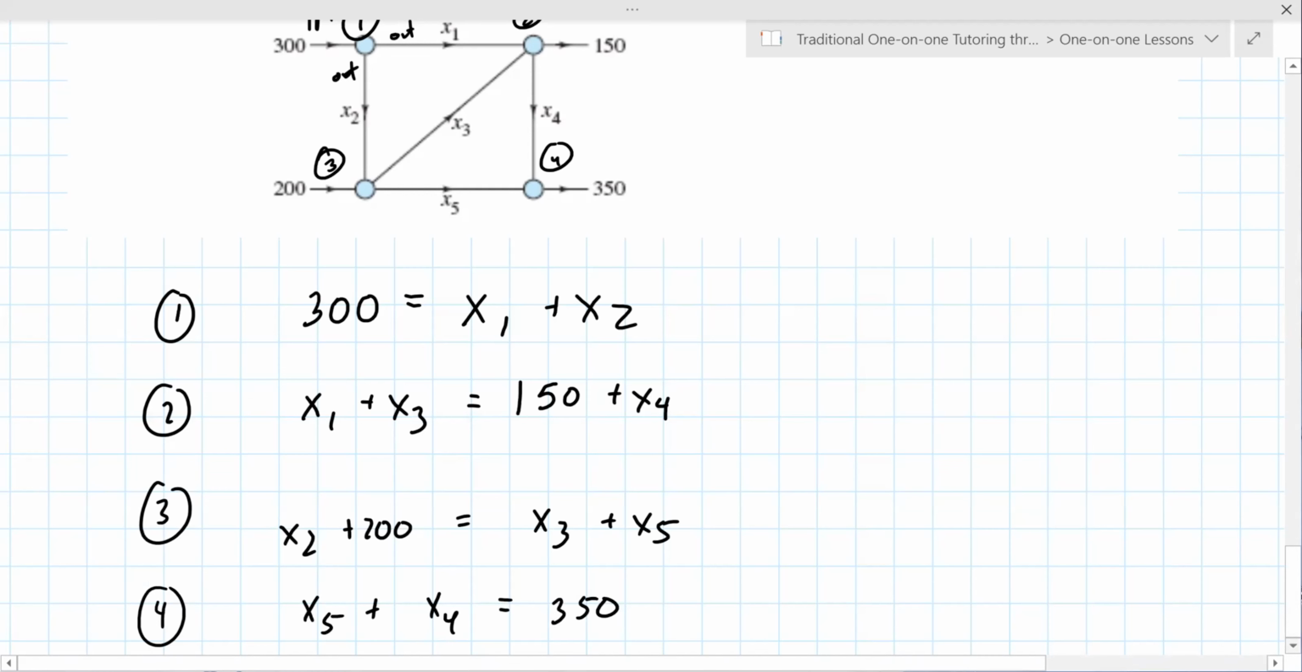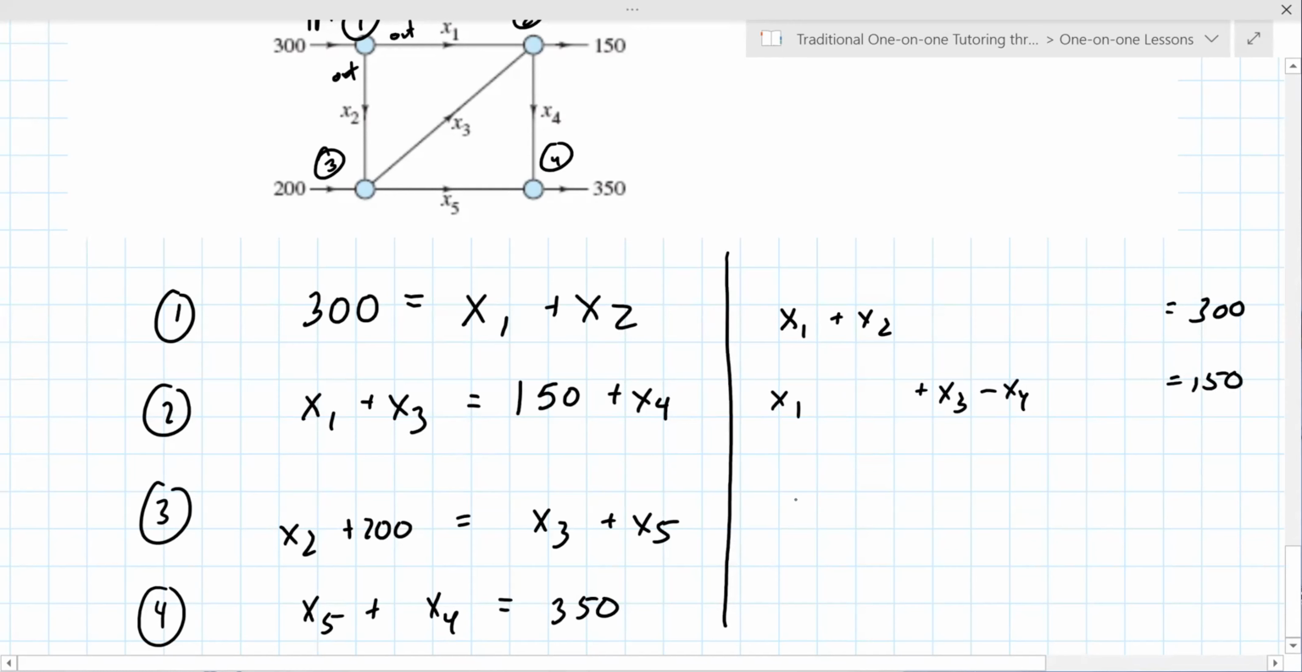Now we're gonna solve this, but before we do that, you really want to write it in standard form. So this is X1 plus X2 equals 300. And for the second one, I'll move this over, so it's X1 plus X3 minus X4 equals 150. And then this third one, I guess we'll move that over, so it's minus X2 plus X3 plus X5 equals 200. Last one is X4 plus X5 equals 350.